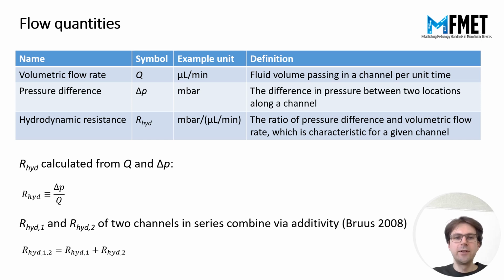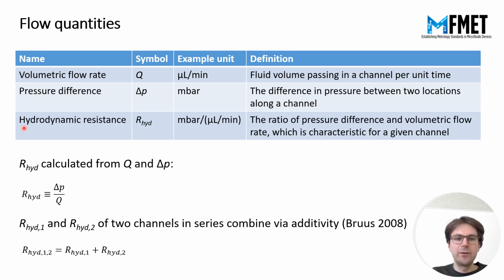Flow quantities are used to describe flow in microfluidics. And this slide shows three examples of flow quantities. So first you have the volumetric flow rate, denoted by the symbol Q, and that describes the fluid volume passing in a channel per unit time. Then there's the pressure difference, denoted by the symbol ΔP, and that describes the difference in pressure between two locations along a microfluidic channel.